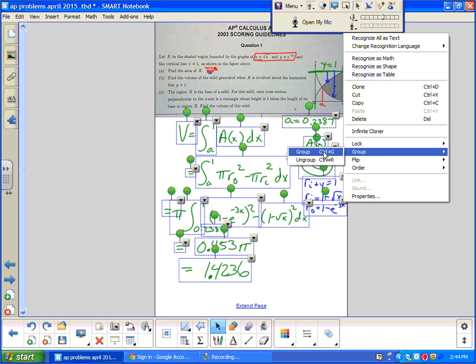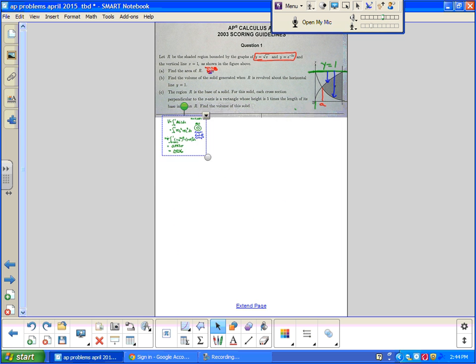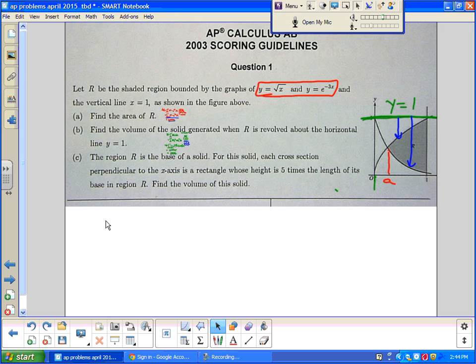And letter C is not, I bet you it's not perpendicular. Haven't done it for a year. I'm going to guess it's the same type of problem, but different shape. Is that what it was? R is the base of a solid. For each solid, the cross-section perpendicular to the x-axis is a rectangle. Woo! Not a circle. Whose height is 5 times the length of its base in region R.